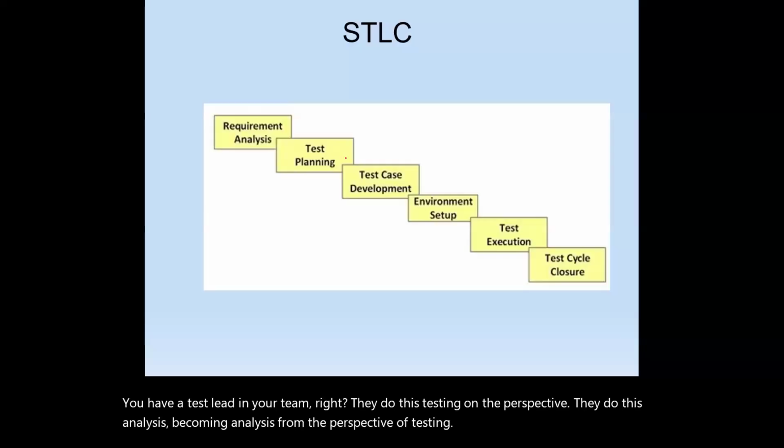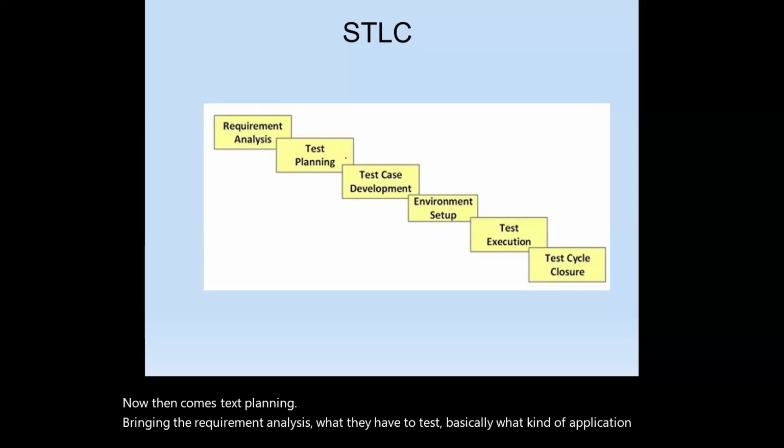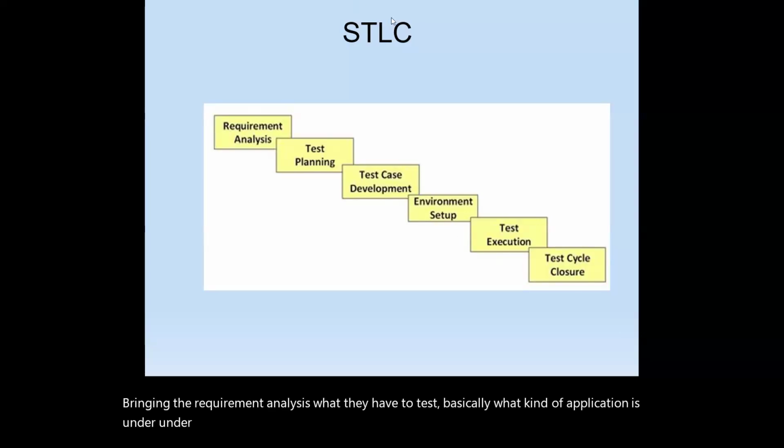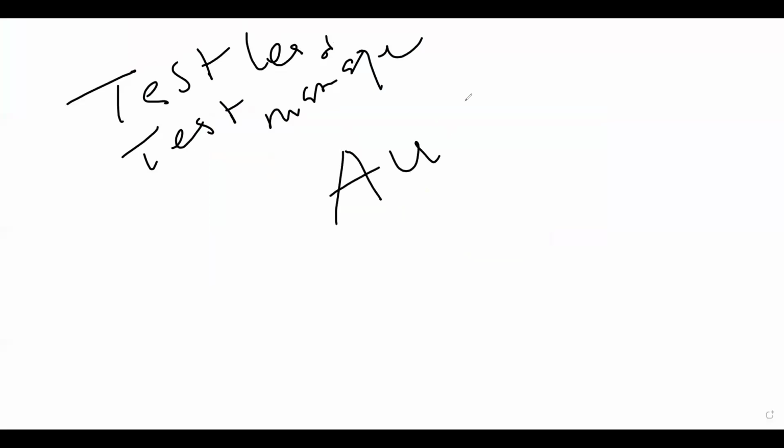Now, then comes test planning. After the requirement analysis, they have to decide what to test, basically, what kind of application is under test. And there's one term which we know in the industry as what? AUT. Okay? You have to determine what kind of application is going to be under test. That is the AUT application.